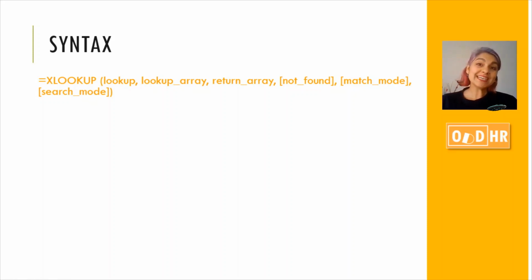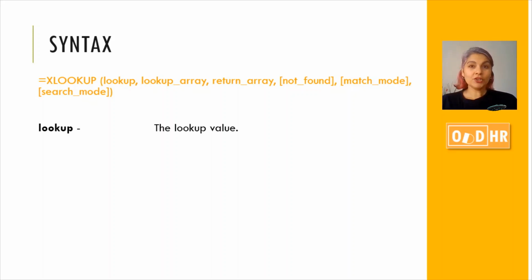So I know the syntax for the XLOOKUP function can seem like a lot. Let's look at each of these parameters and try to understand them individually. We start off with the lookup value. This is literally the value that you are trying to look up and find the matching value for.